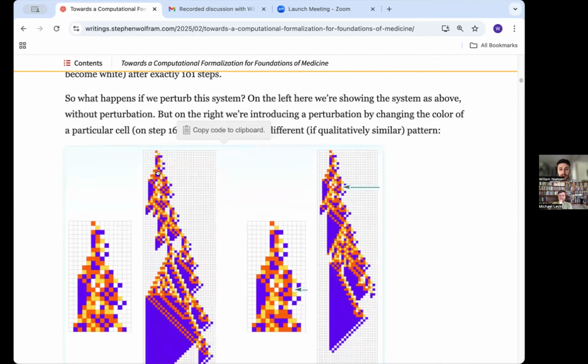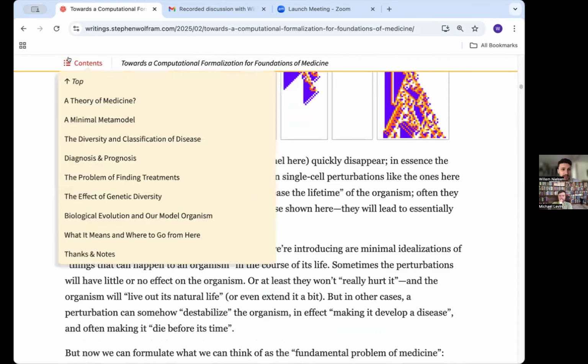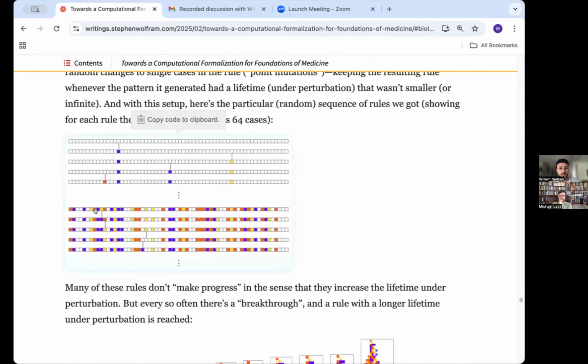And then what we're doing is, let me just show you. We're changing the rules by one bit at a time. And if the bit results in a longer or the same lifetime, then we keep it. So it's kind of like a mutation to the rules. And if it's neutral or advantageous, then we keep it.